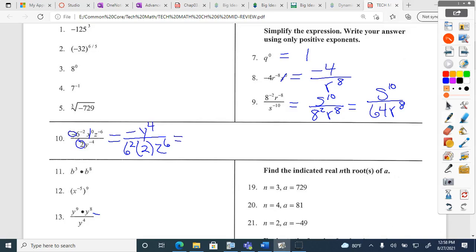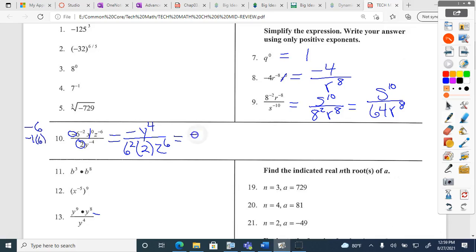Everybody understand why I didn't move those? Okay? They don't have negatives with them. The 2 doesn't, and the negative, and again, like I said, negative 6 is really negative 1 times 6. Is everybody understanding that? Okay? All right? And now we simplify here.